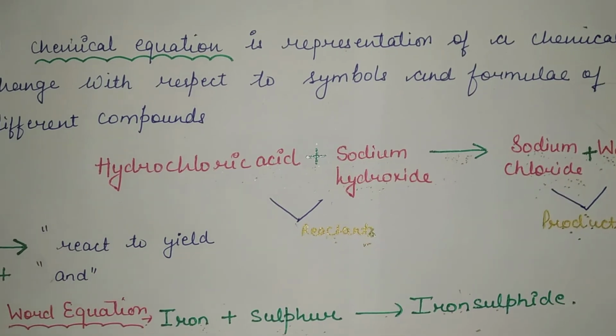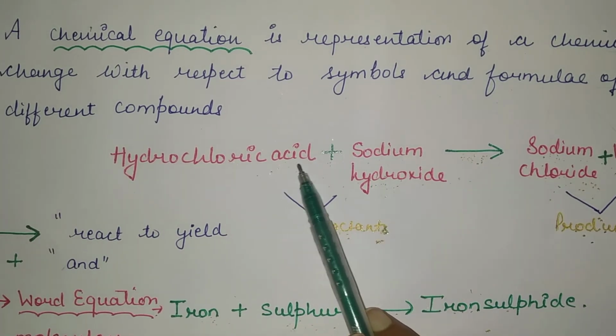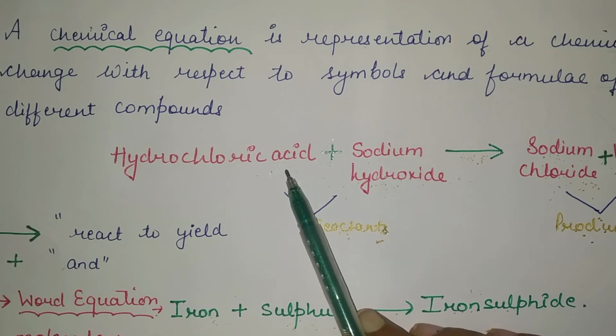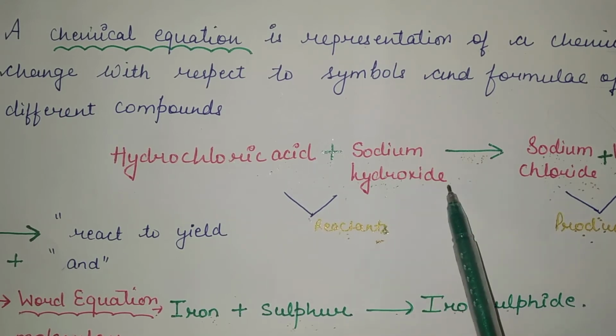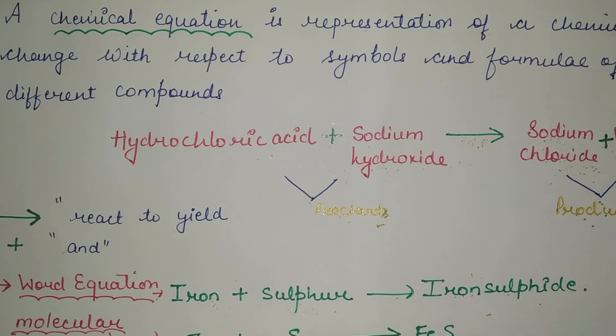Now children, we are going to discuss the word equation. As you can see here, we have written the reaction by their names only, so this is called a word equation. Similarly, another example: when iron reacts with sulfur, it gives iron sulfide. Here also, children, you can see we have written the elements in the reaction by their names only. We haven't used symbols here, that is why this is called a word equation.